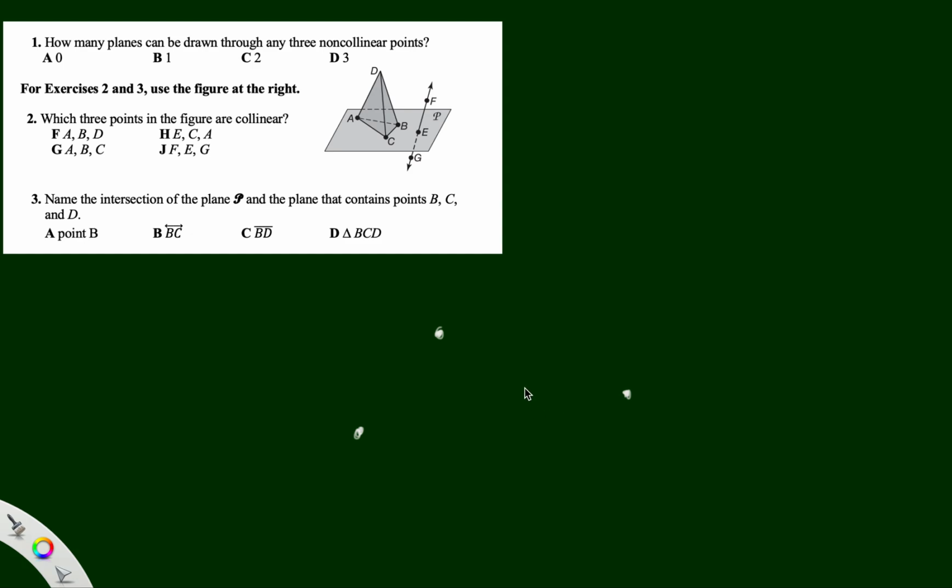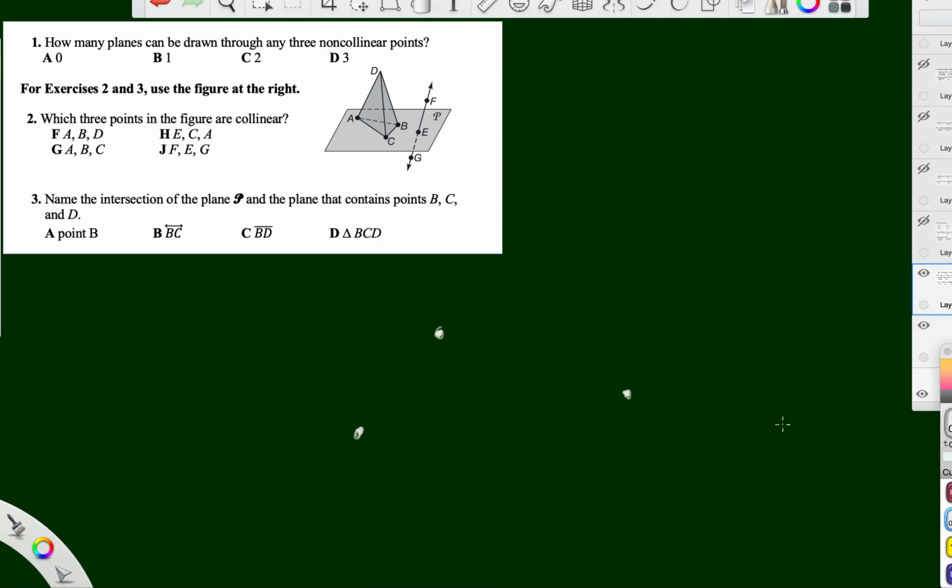So I feel that that's one of the biggest ideas that you need to understand. With any 3 non-collinear points, you can only get 1 plane, okay? And I'm glad we understand that. And non-collinear means they don't exist on the same line. Collinear, of course, means they exist on the same line.